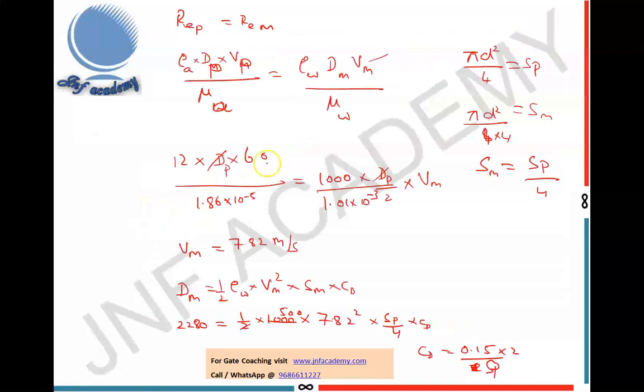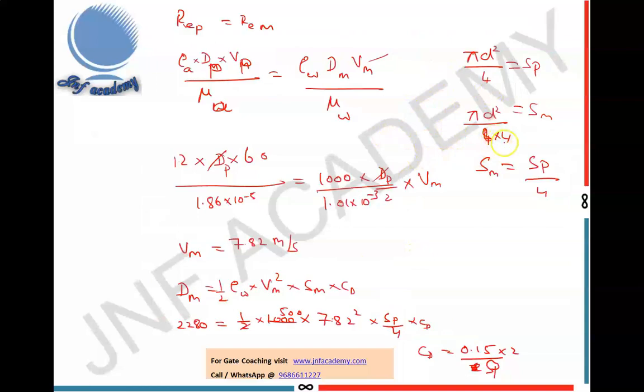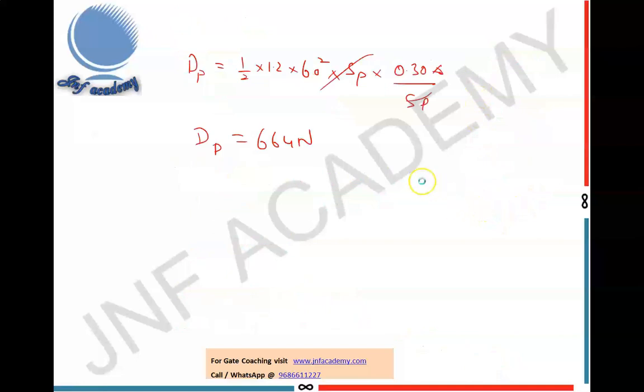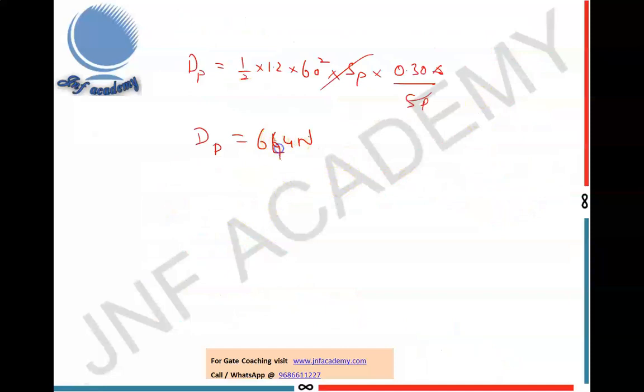The only thing you have to be careful here is when you replace your area, don't just think that it is a half scale model, so my area will be half of the prototype. No, area will be reduced by 1 by 4th, not 1 by 2, because pi d square by 4 is the area of the cylinder. And if you reduce your diameter d by 2, then the whole square will become 4 times. That's where you have to be careful. So it is 644, sorry, 644 Newton it will come. If you substitute this, you'll get that.